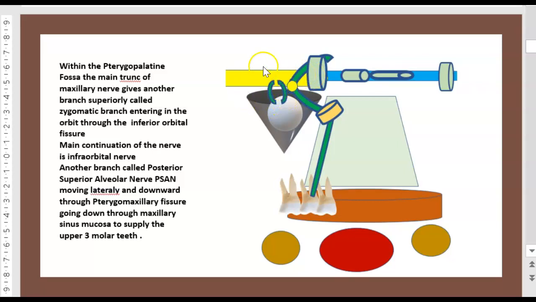Inside the pterygopalatine fossa, the maxillary nerve gives two branches: the zygomatic branch that goes through the inferior orbital fissure, and the posterior superior alveolar nerve that is going through the pterygomaxillary fissure. These two branches of the maxillary, one is going superiorly, the second one is going to the mucosa to supply molar teeth.